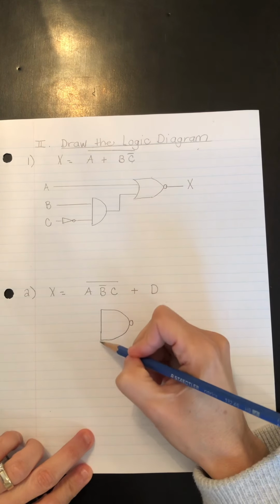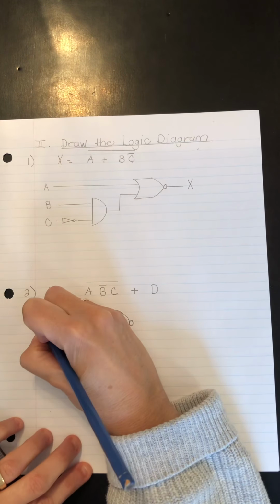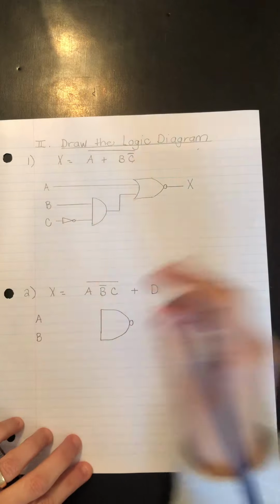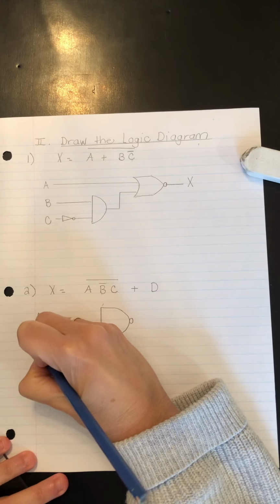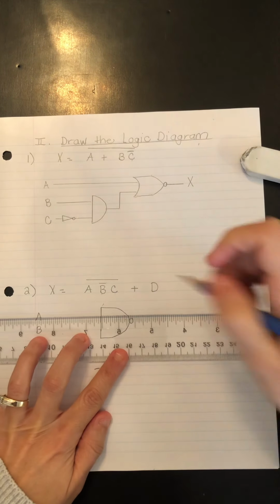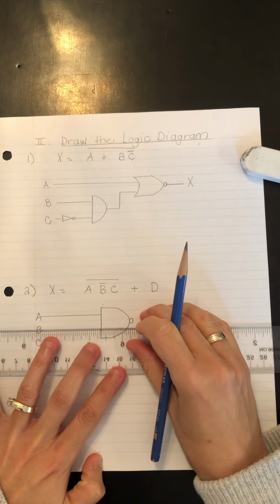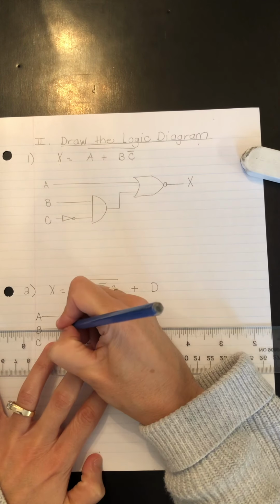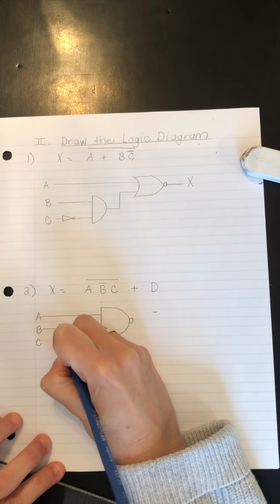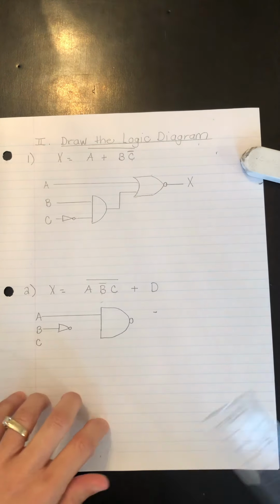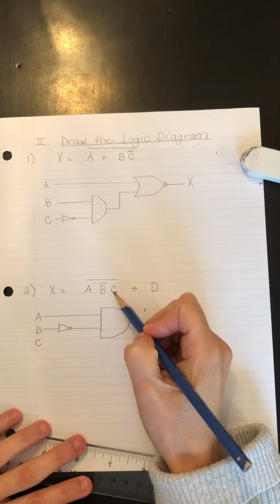Okay, so what's supposed to go into here? Well, A and also B naught and also C. So I'm gonna write these out here, A, B, maybe I'll make them a little closer, A, B, C. All right, so A, straight in, but B goes through an inverter first. So I'm gonna put B through an inverter first so that we have B naught. And now it can go straight in. And I have to get C in there as well.